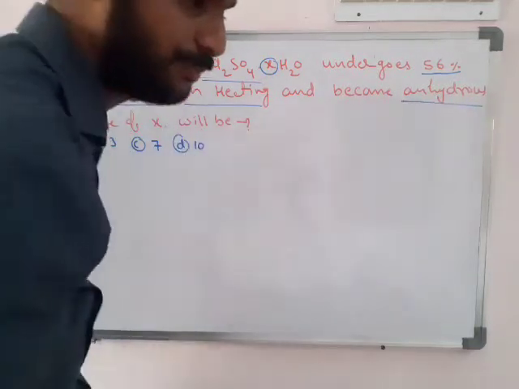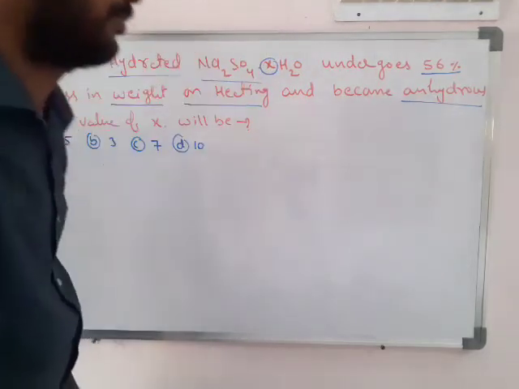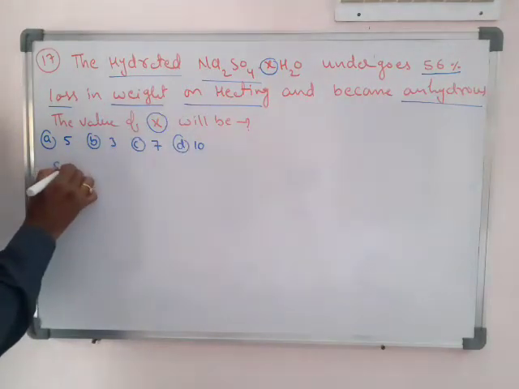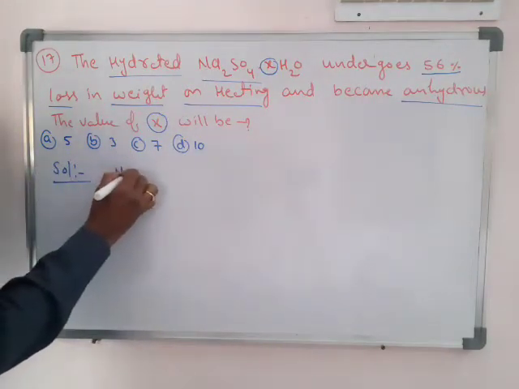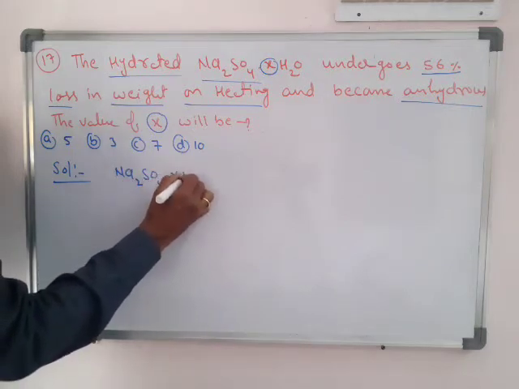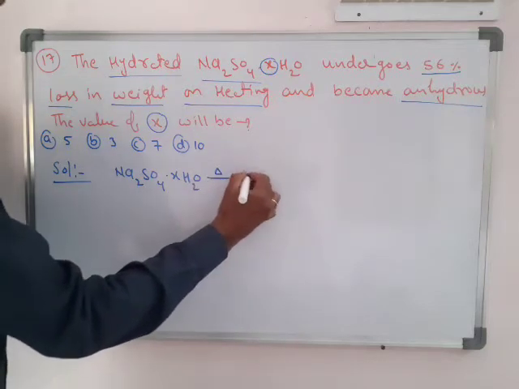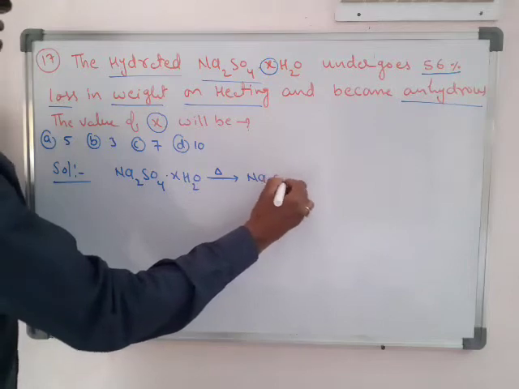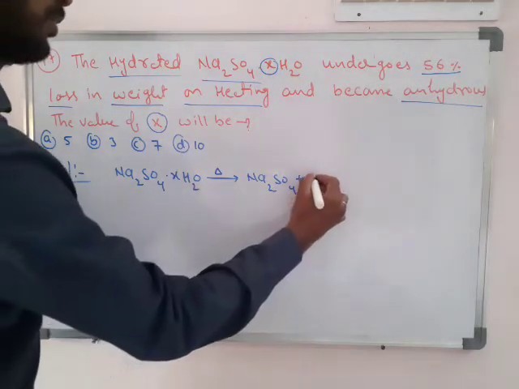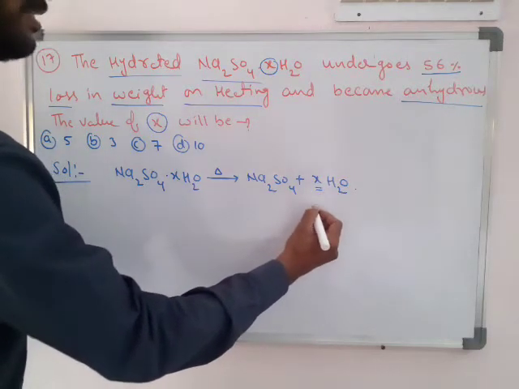Anhydrous means it loses all its water molecules. We have to find the value of X. What is the reaction? The reaction is just the losing of water molecules. Na2SO4·XH2O, on heating, what happened? It becomes anhydrous. Anhydrous means it does not contain any water molecules, so it becomes Na2SO4 plus XH2O.